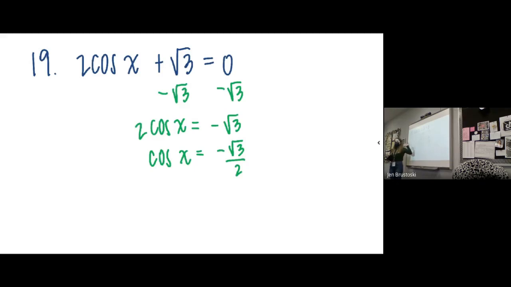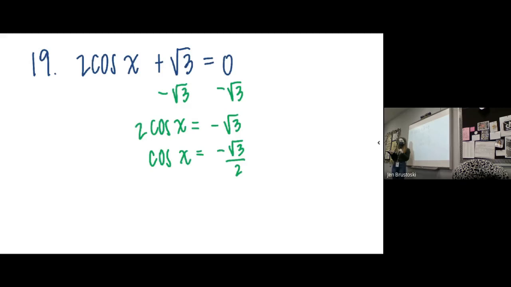Okay, so then, is my trig function isolated? Yeah, it is. Then I ask, for what values of x does cosine of x equal negative radical 3 over 2? Let's start in the first quadrant. Let's not even worry about the negative right now. In the first quadrant, when does cosine equal radical 3 over 2? Either pi over 6 or pi over 3.